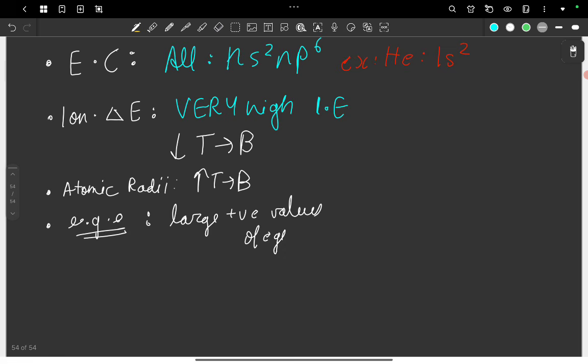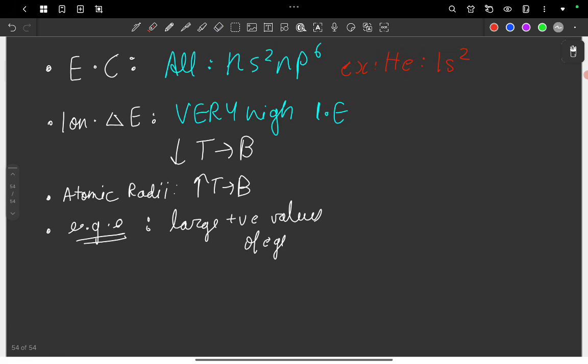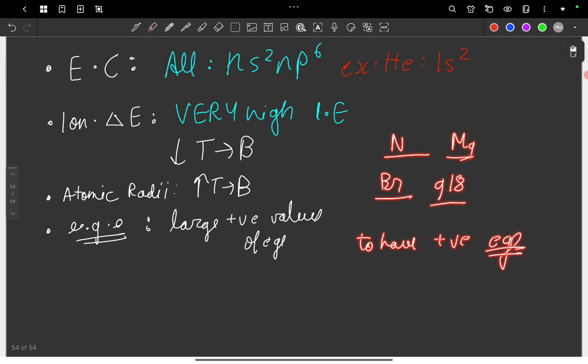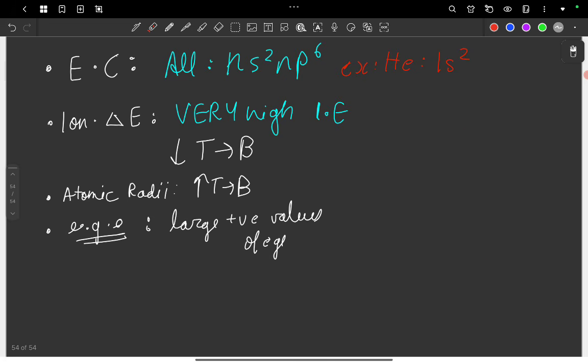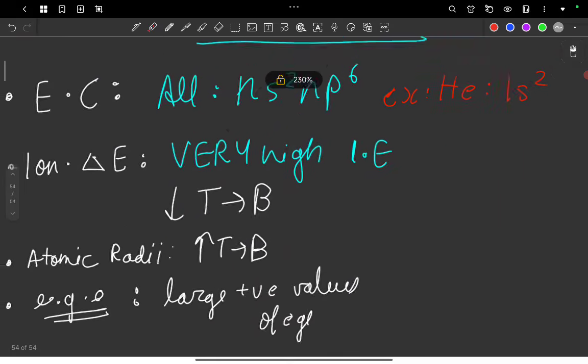of electron gain enthalpy. In fact, nitrogen, magnesium, beryllium, and all the group 18 elements are the only elements in the entire periodic table to have a positive electron gain enthalpy, which means they will not appreciate the addition of an electron. If you want to add an electron to the nuclei, you will have to supply energy instead of absorbing it. So that was it.